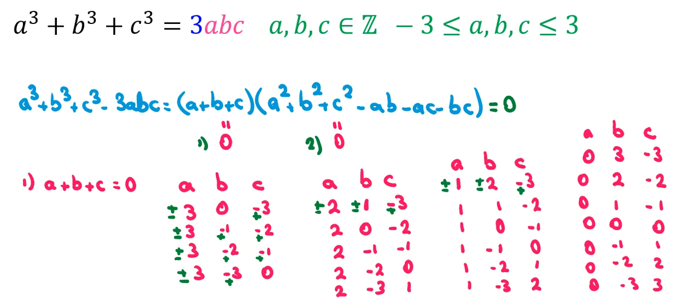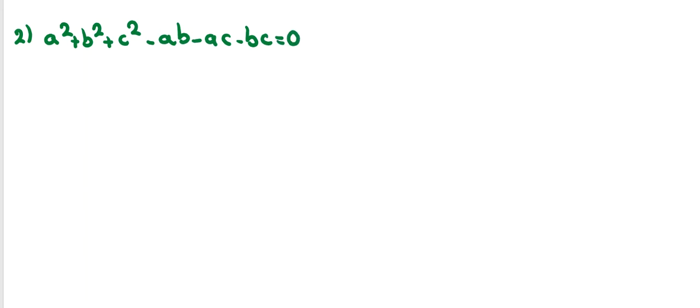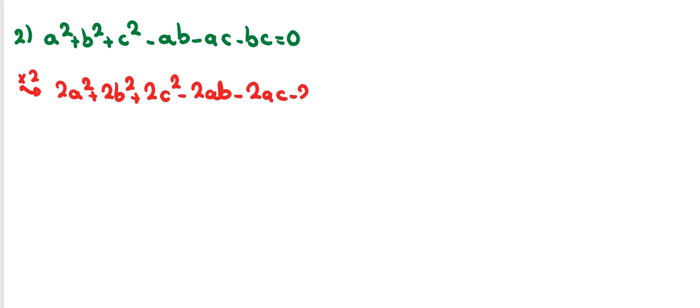Okay, now let's consider the second case. In the second case, a squared plus b squared plus c squared minus ab minus ac minus bc equals 0. Now we multiply both sides by 2, so we have 2a squared, 2b squared, 2c squared minus 2ab minus 2ac minus 2bc equals 0. Why did I multiply both sides by 2? Because of this famous identity that x minus y squared equals x squared minus 2xy plus y squared. Because of this identity, I rearrange these terms.